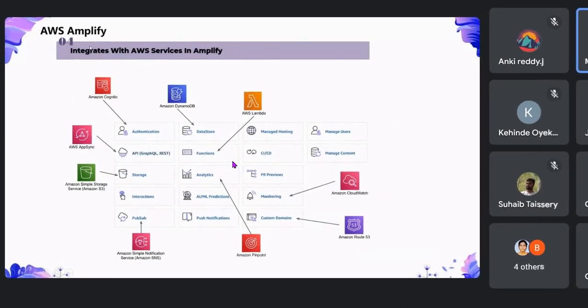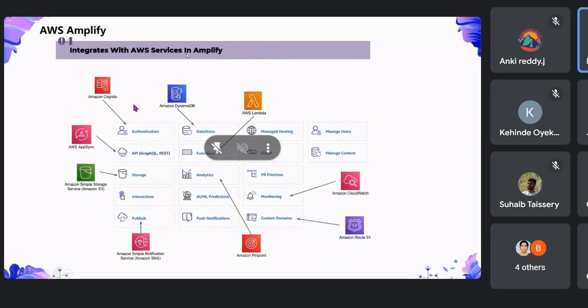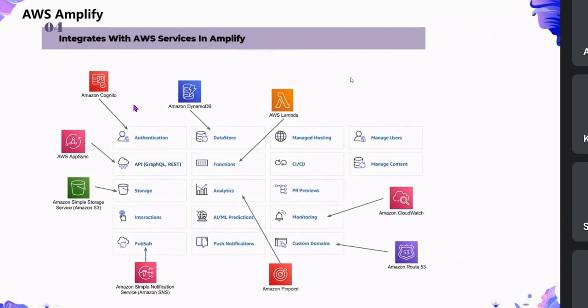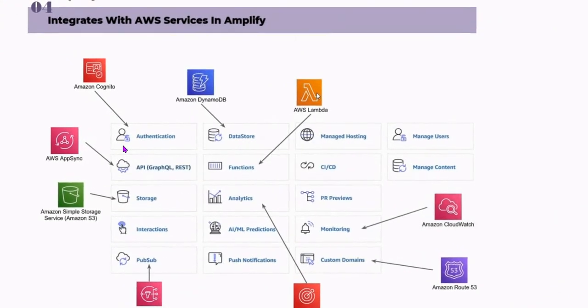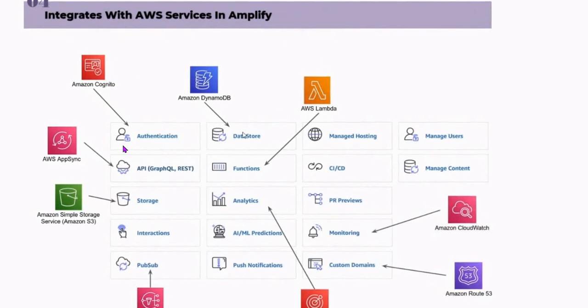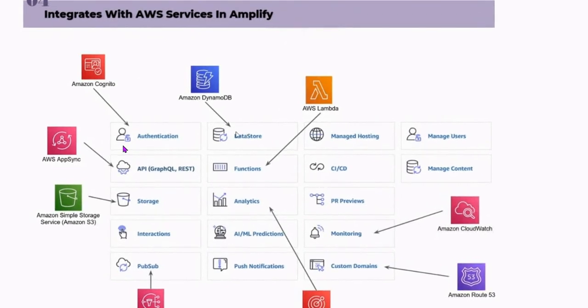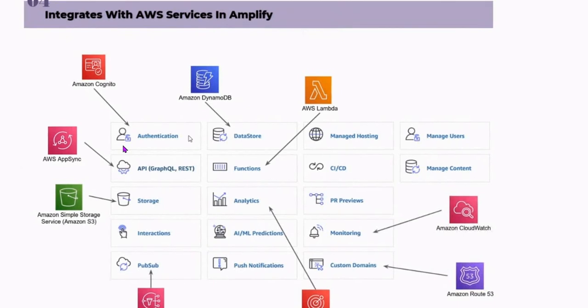In AWS Amplify, there are so many AWS services integrated. In functions, it integrates with AWS Lambda. In data stores, it integrates with Amazon DynamoDB. In authentication, for security purposes, it integrates with Amazon Cognito.